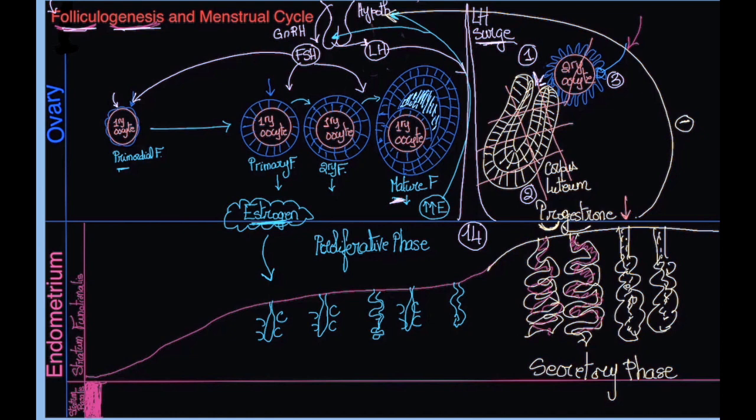What happens if no fertilization of this egg takes place? This will cause the degradation of the corpus luteum after 14 days. If no fertilization did take place, the corpus luteum will be degraded after 14 days, and this degradation of the corpus luteum will cause a drop in the progesterone level.